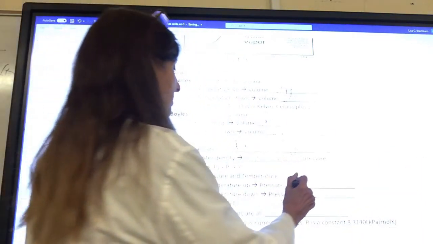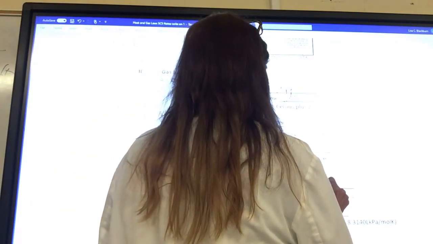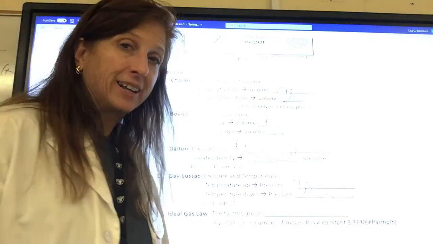So if the temperature goes down, the pressure goes down. And the formula is P1 over T1 equals P2 over T2, I can say it. They'll give you 3, cross multiply, solve for the other one.